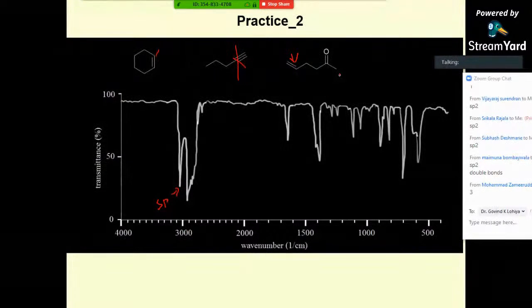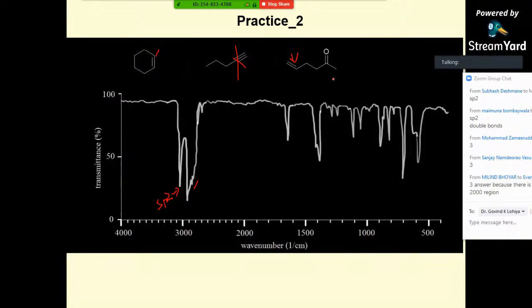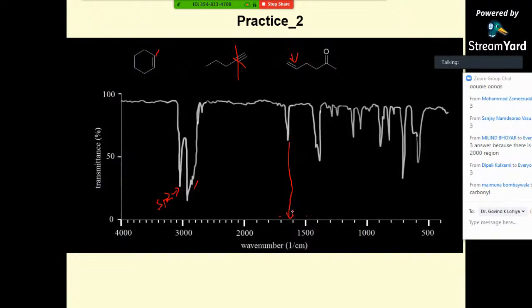Now we have to consider whether the molecule is from this category or this category. We cannot decide from sp2, because sp2 is present in both. Now if you see carefully, here is 1500, 1600 and 1700. In between 1600 and 1700 we are getting this peak. So this peak is appearing in between these two.